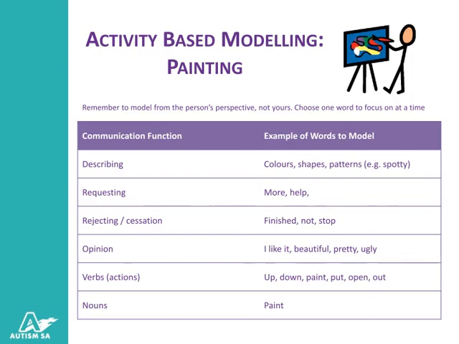So an example is painting, and there's a range of communication functions you can work on in painting, such as describing, requesting, rejecting, giving an opinion, verbs and nouns. For example, if you wanted to work on opinions, you might model things like, "I think you're saying, I like it, beautiful, pretty, ugly." If you were focusing on describing, then you might focus your modelling on colours, shapes and patterns.